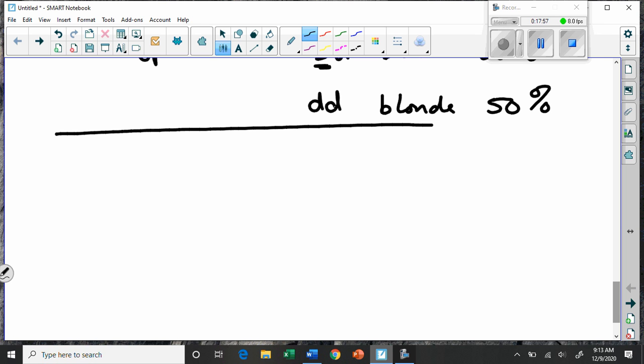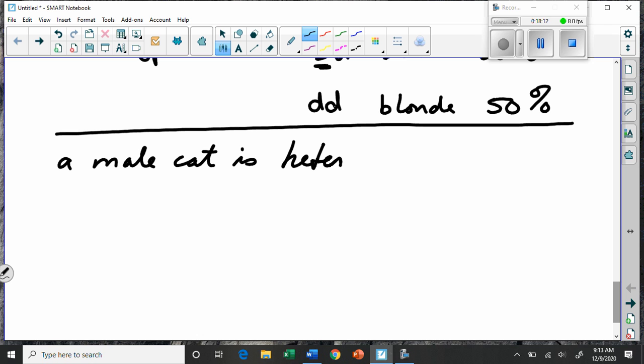Second example. A male cat is heterozygous for short hair.